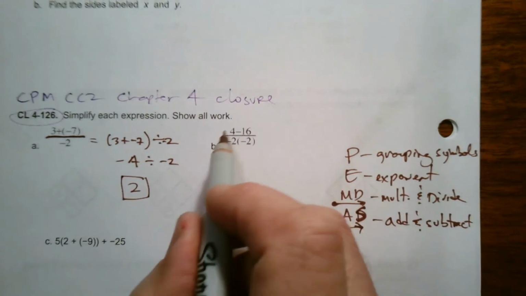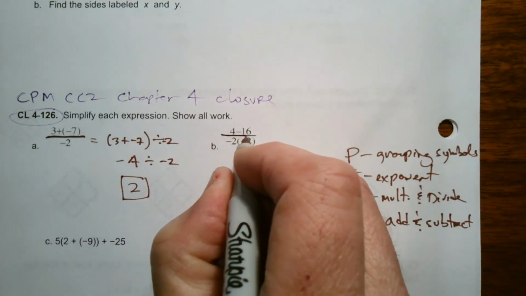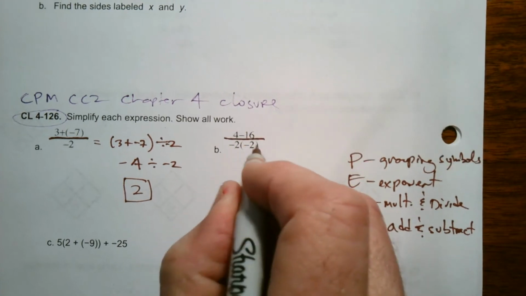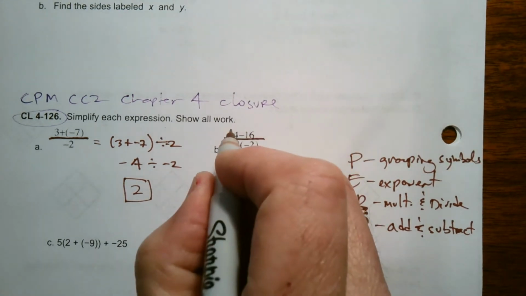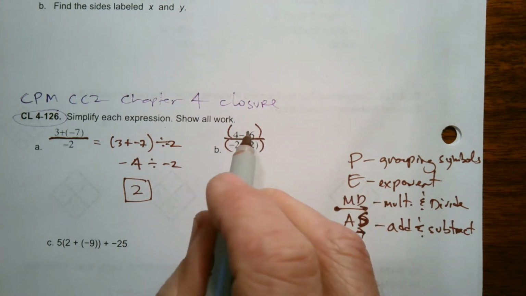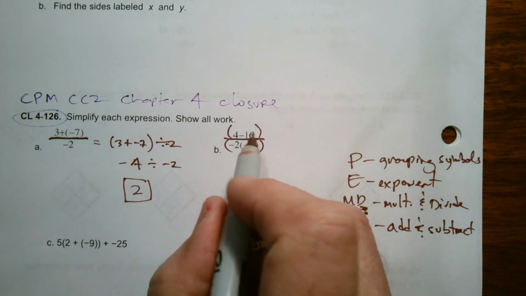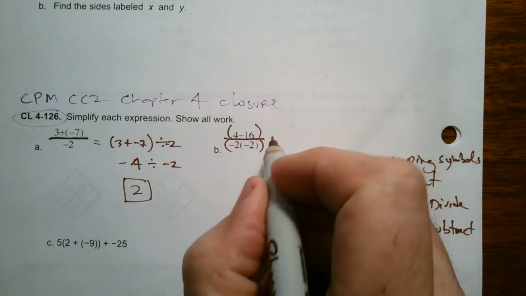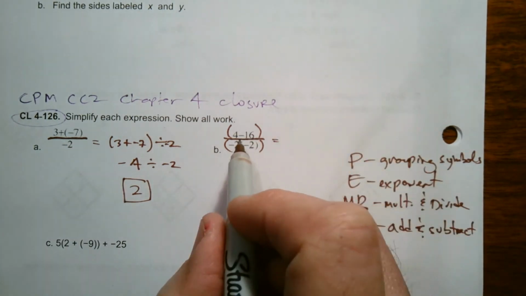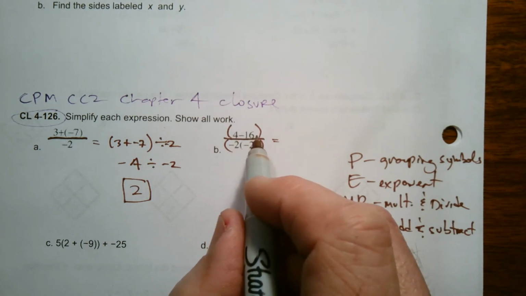Then I have the same thing here. I have another situation where all of the top is divided by the bottom. Again, it's almost as if these are both in grouping symbols: you do what's on top, do what's on bottom, then divide. So you don't do the division until you've got one number on top, one number on bottom. So what we have here is 4 minus 16.